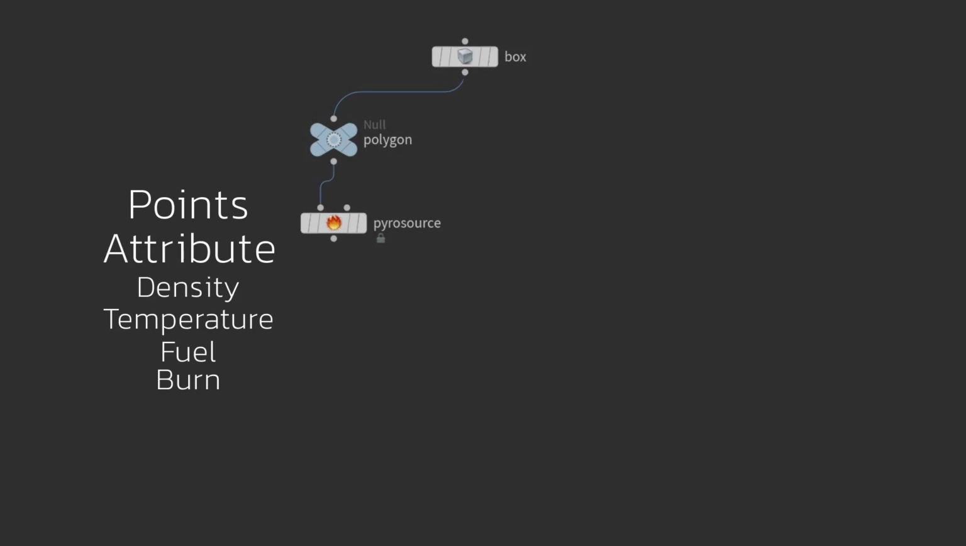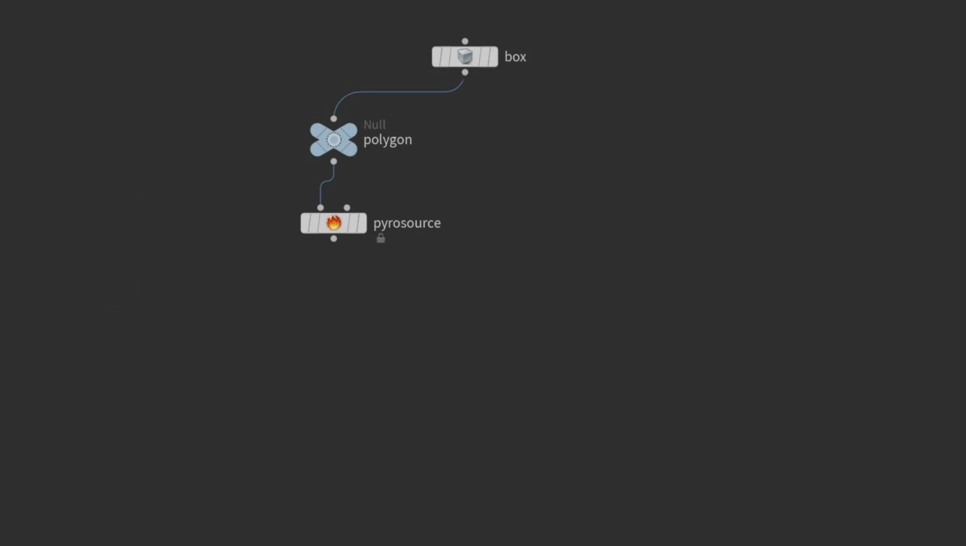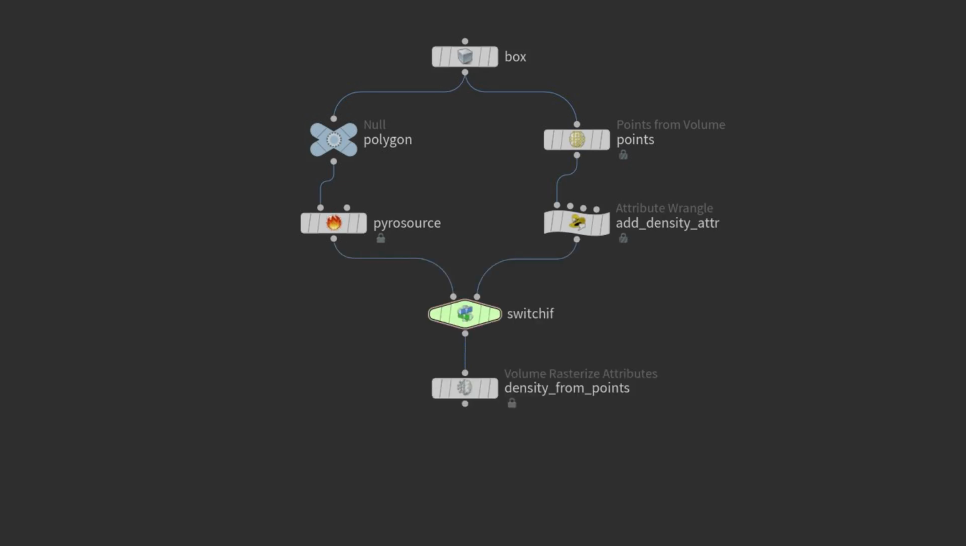And this is not the only way of doing this. We can even use points from volume to scatter points, and we can use point angle to add attributes. Up to here they are just points, and we have to convert this into density. For that we have one more node, Volume Rasterize Attributes. Basically it will convert points into volume.